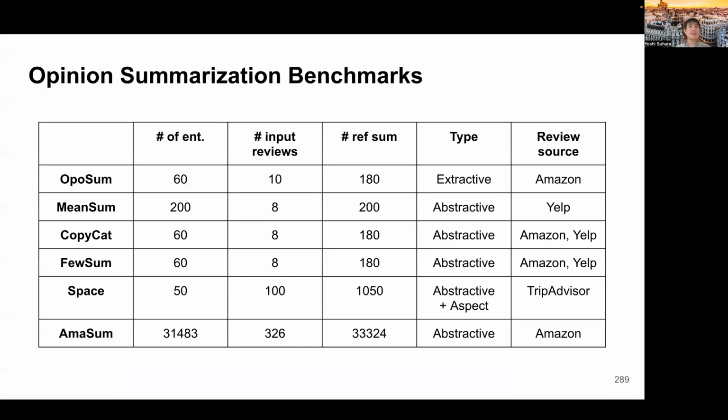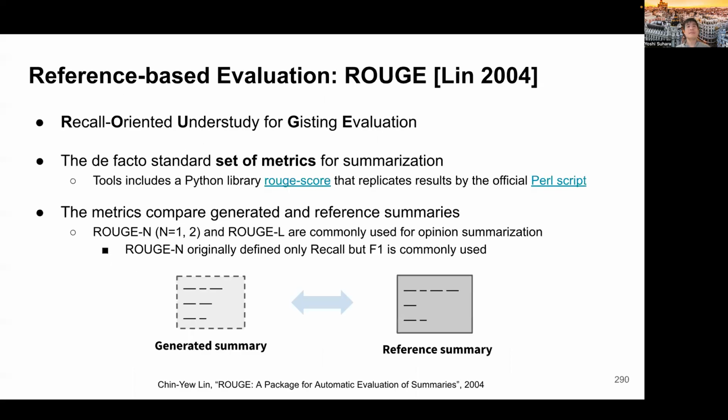Here's a list of publicly available benchmarks with the number of annotated entities, input reviews, and reference summaries. Those benchmarks are created on top of customer reviews in e-commerce, dining, and travel domains. Recent benchmarks, such as Space and Amazon, collect more reference summaries for a larger number of input reviews. Now we are ready to calculate evaluation metrics using pairs of input reviews and corresponding reference summaries.